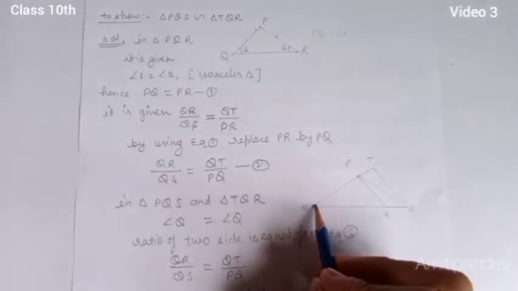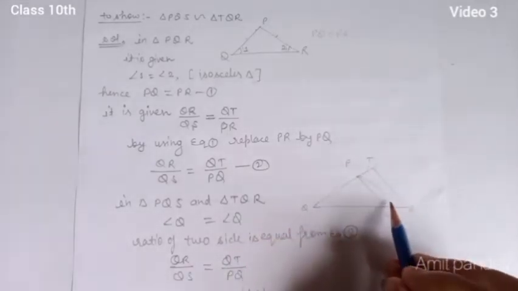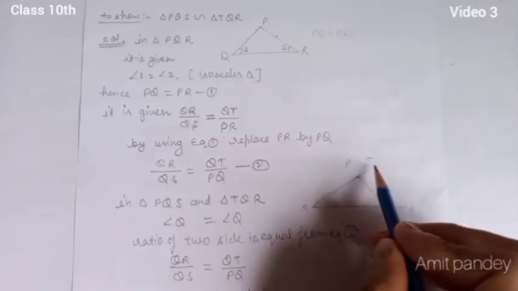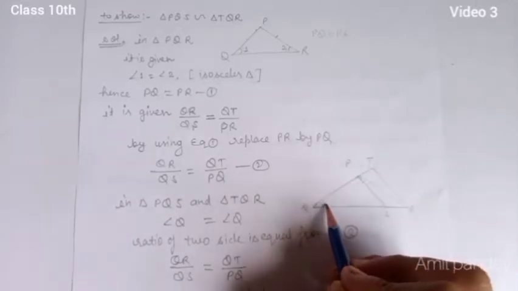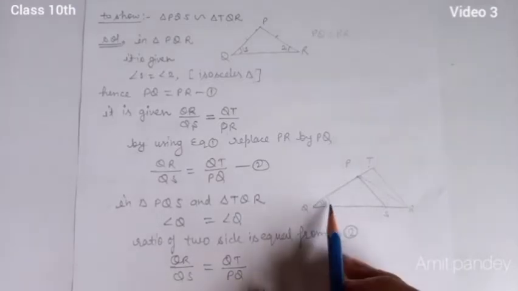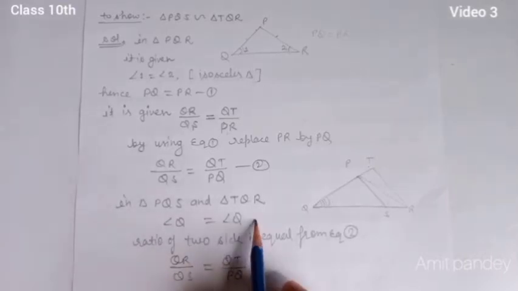what is common? PQS and TQR. One triangle is this, another is the whole. So this angle is common in both triangles, angle Q. In PQS and TQR, angle Q is common. So one thing is common. As you know, we need three pairs to make two triangles similar. One angle is given equal.